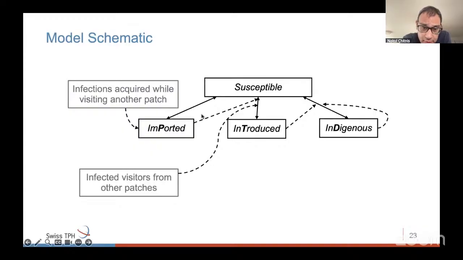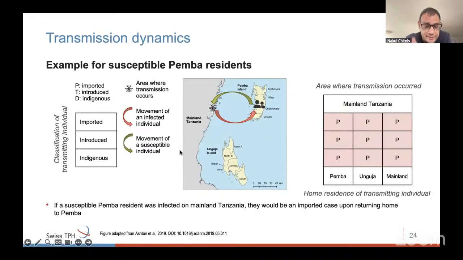And again, we have susceptible people that are infected by the imported people. They become introduced or indigenous, or they can become imported if they're traveling. So again, if we take the example of Pemba residents, if someone from Pemba travels to mainland Tanzania, no matter who infects this person, they will be considered an imported case for Pemba. So this is in mainland Tanzania. They could get infected from someone from Pemba, Unguja, or the mainland, but as long as they're on mainland Tanzania at the time, they will be considered an imported case when they go back to Pemba.